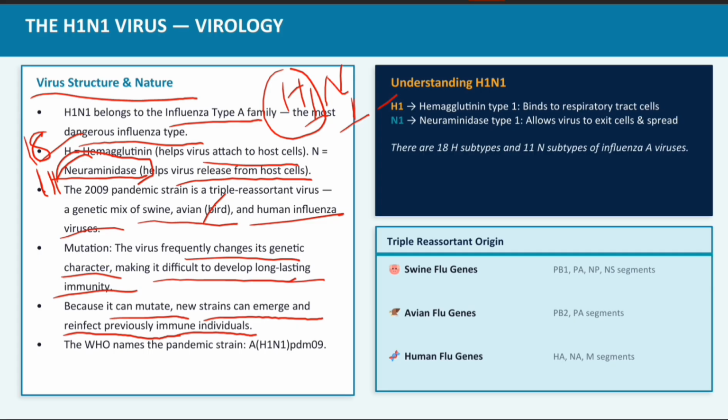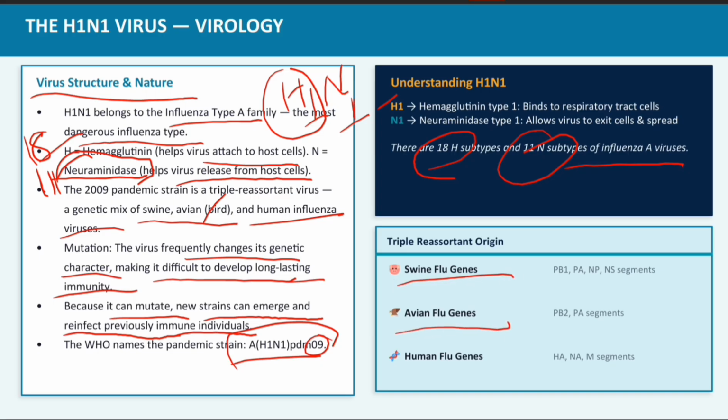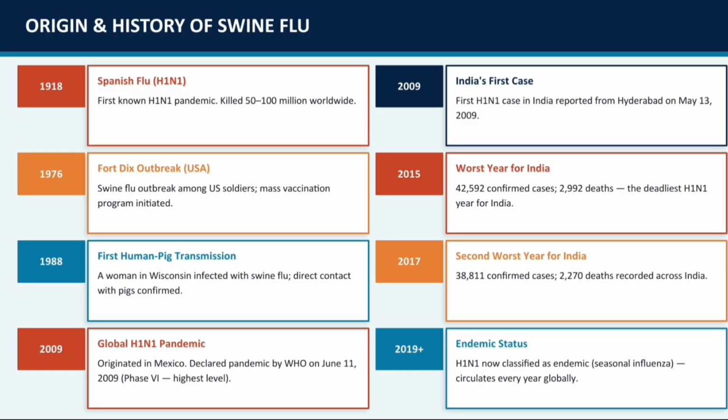The WHO names the pandemic strain H1N1pdm09, 2009. So H1, we have seen there are 18 H and 11 N subtypes of influenza A virus. Swine flu gene, avian flu gene and human flu gene, the triple reassortant origin. This is the history and origin of swine flu.